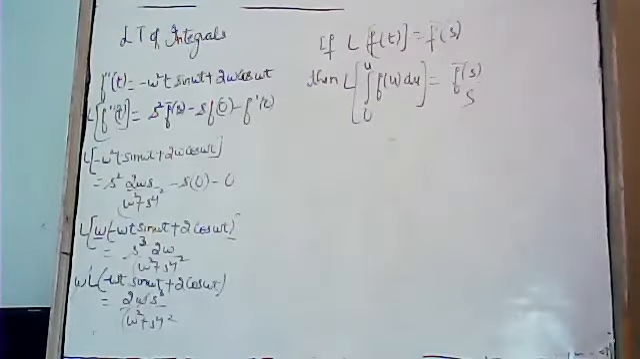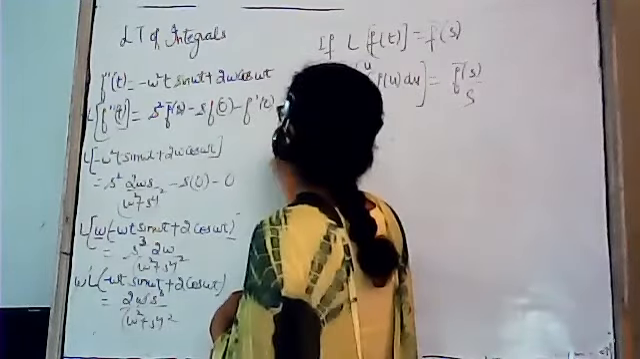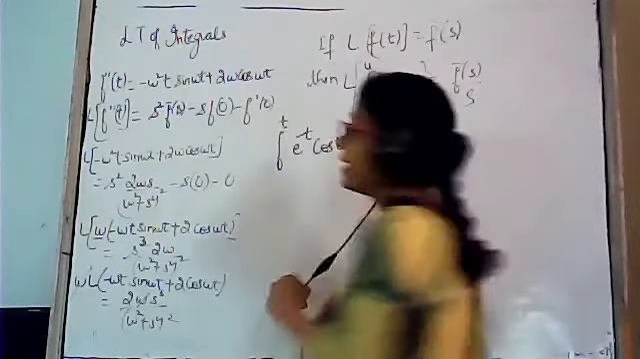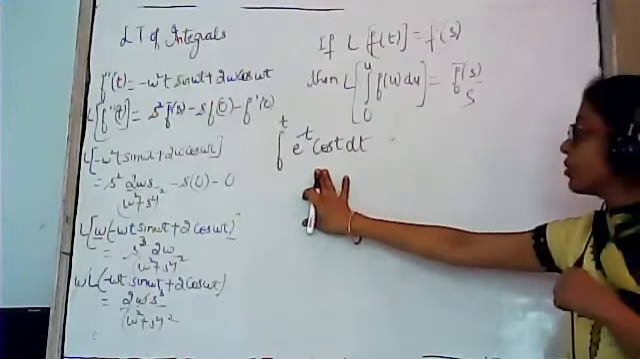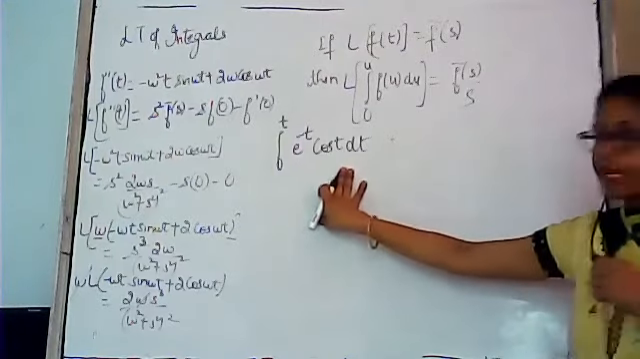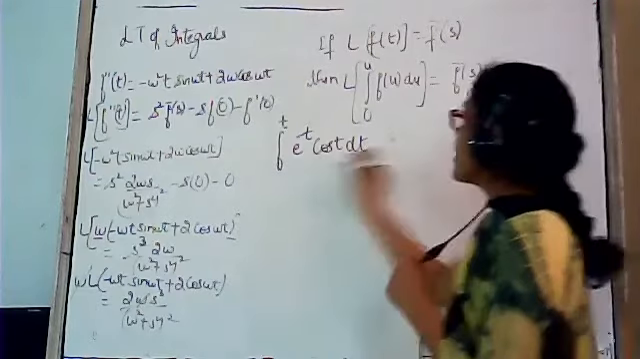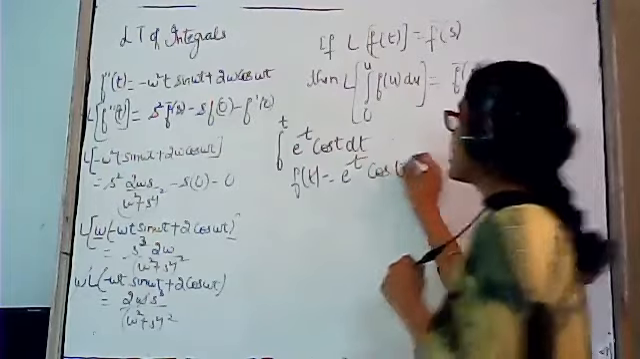There is a question on this. Find the Laplace transformation of the integral from 0 to t of e to the power minus t cos t dt. We have to find the Laplace transformation of this function. Before taking the integral sign, just find the Laplace transformation of the function. The function is e to the power minus t cos t.